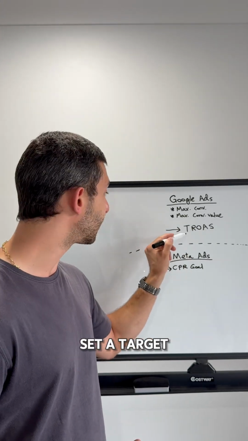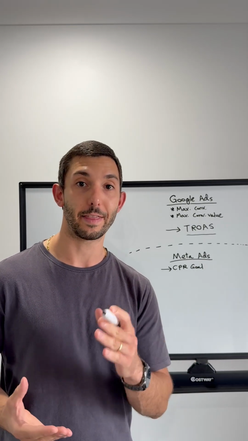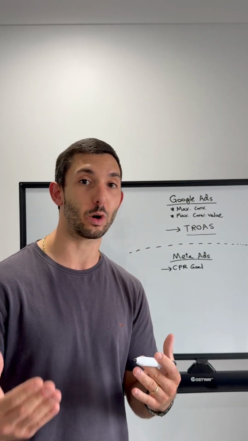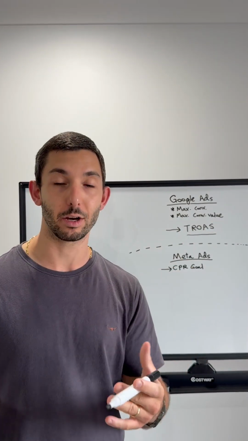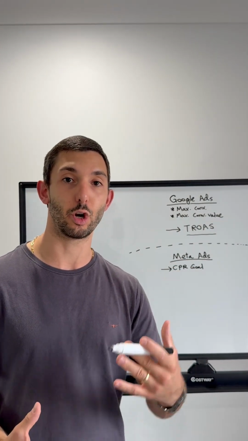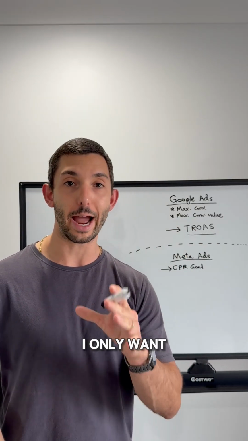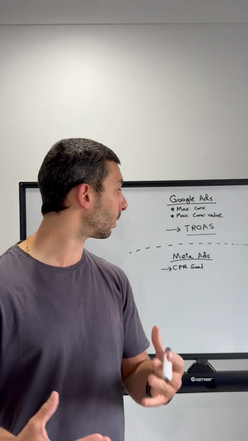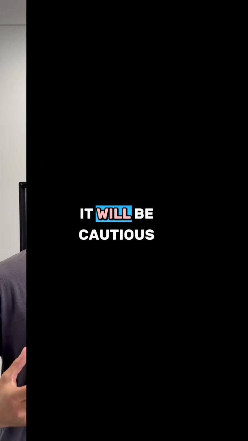You need to set a target ROAS. It's a target return on ad spend. For instance, if you set it to 300%, that means you want Google to optimize for a 3-to-1. So for every dollar or every pound, for instance, that you put in, you receive 3 back. So it's a 300% return on your investment. Now, if you set that too high and you tell Google, I only want you to maintain a 300% return, Google will try its best. It will endeavor to do that for you, but it will be cautious.